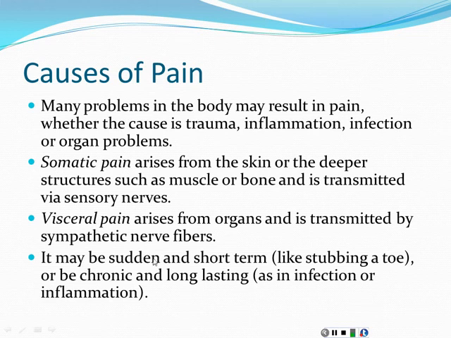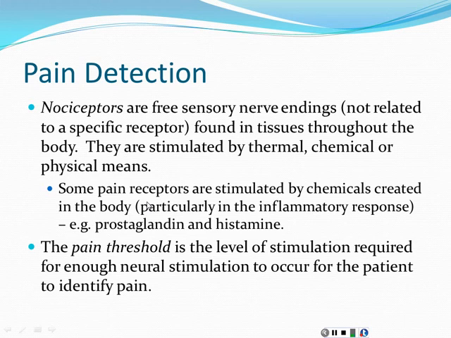So pain can be sudden or short-term, like the classic you stubbed your toe, or it can be chronic and long-lasting. So a person with an autoimmune disease, for example, like lupus, might have ongoing pain for weeks, months, even years, as the body continues to respond to that inflammation. So somatic pain and visceral pain.